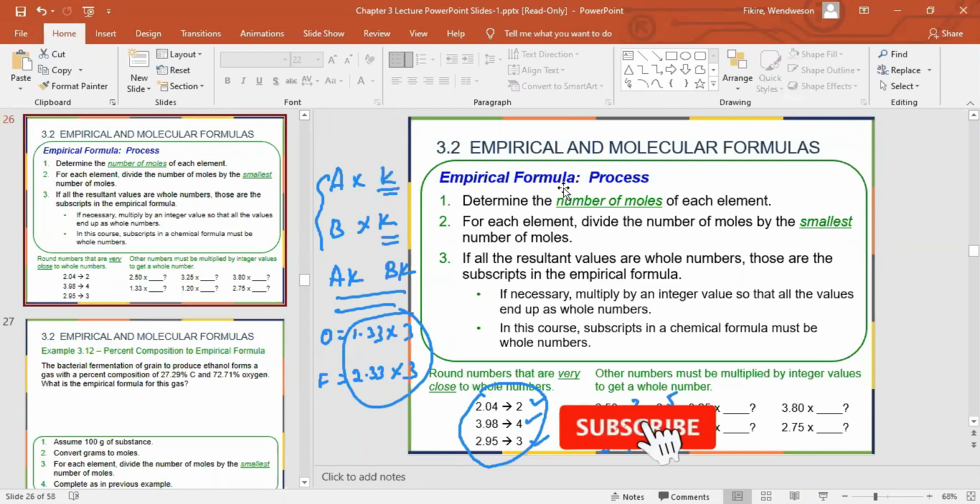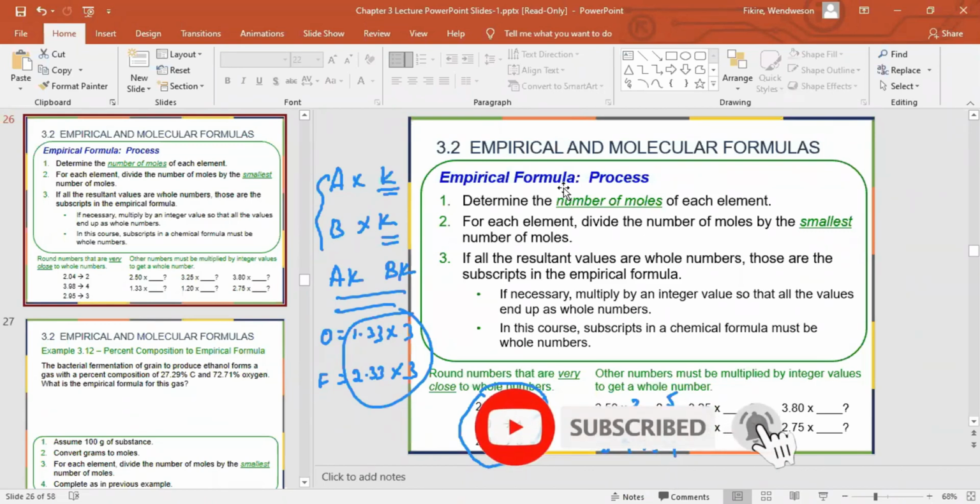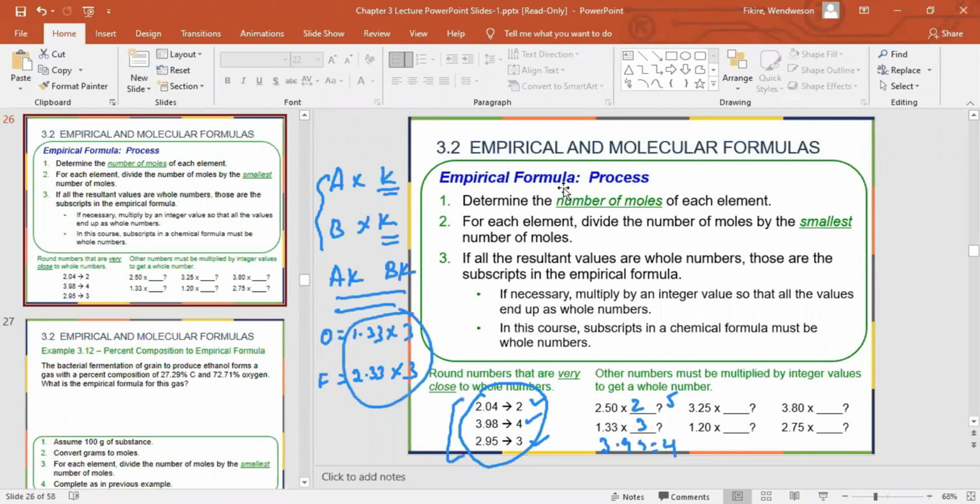So you have to think that when we determine the empirical formula, when are we rounding up, and when do we find an integer to convert them into a whole number. Something like this here on the left can be rounded up, but this 3.25, 1.20, 3.8 even, now it cannot be rounded. You need to find a number to multiply with to convert 3.80 into an integer.